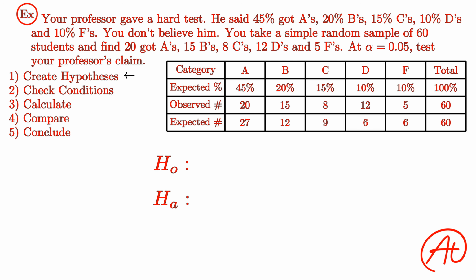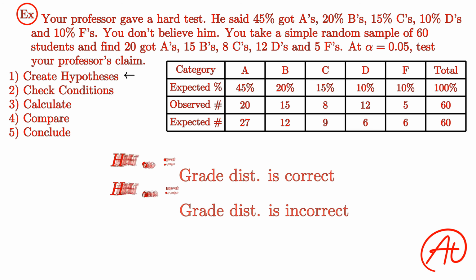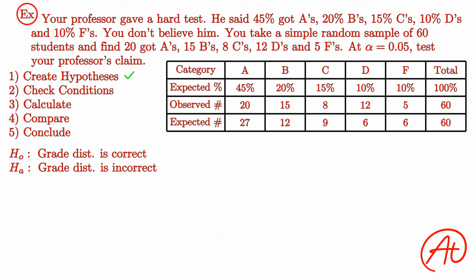So for our problem, we're testing to see whether the grades on this test did not follow the distribution your teacher claimed. So we can say our alternative hypothesis is something like the assumed grade distribution is incorrect. Then our null hypothesis is always just the opposite of this, which makes our null hypothesis H sub O that the grade distribution is actually correct. Now that we have our hypotheses, we next need to check our conditions.